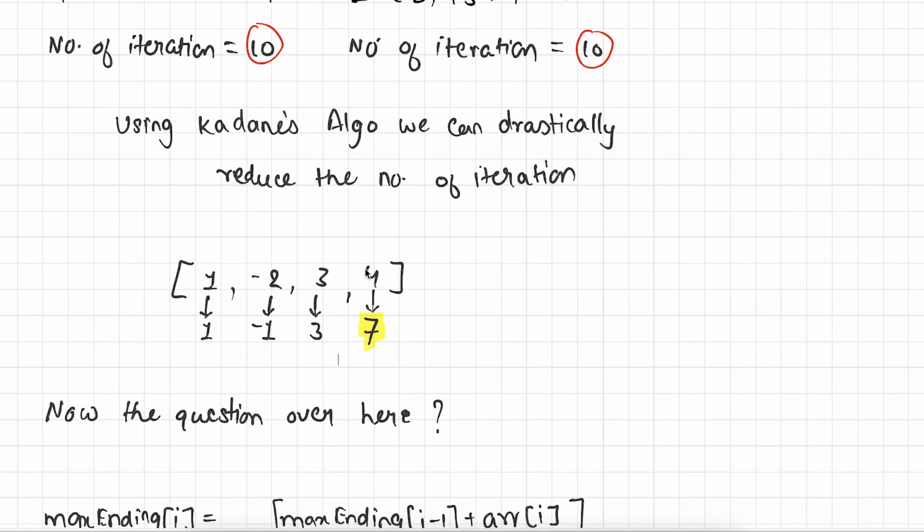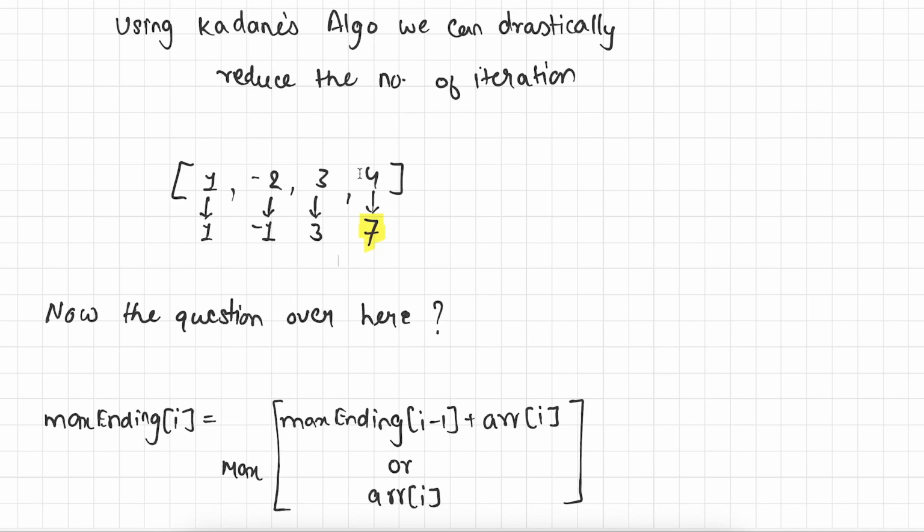Now here also we have two options. Either we extend the previous subarray, that is 3 plus 4, or create a new subarray ending with this element. So 4 plus 3 is 7 and the sum of 4 is 4. So the maximum of both of the options is 7.